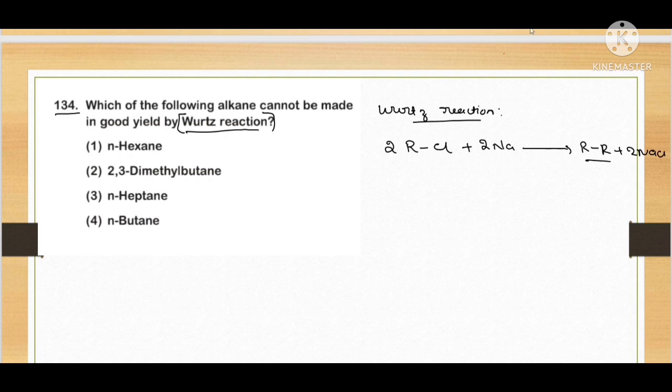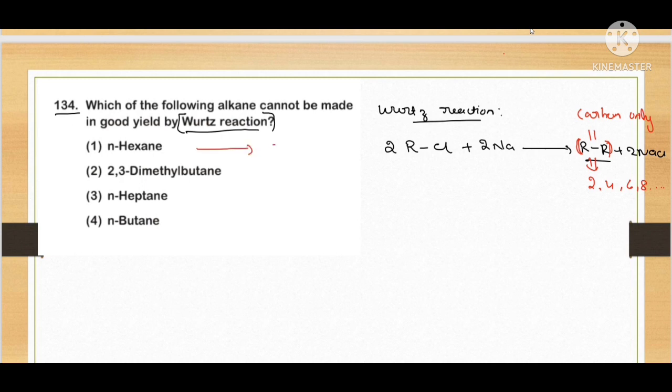By using a Wurtz reaction, you can produce only an even number of carbons. This does not form an odd number of carbons. That means here we produce 2, 4, 6, 8, etc. This type of compounds are produced. Now let us verify the given options.